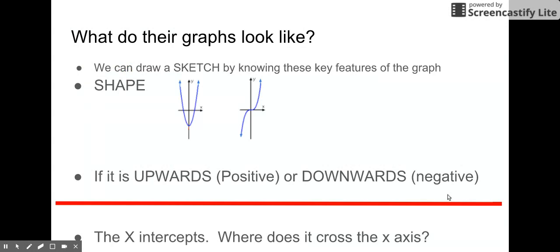You know what a polynomial looks like. It has the numbers and letters and powers, exponents. But what is the picture if you graph it out? What does it look like? Well, in this lesson, you're going to learn the shape of the graph.